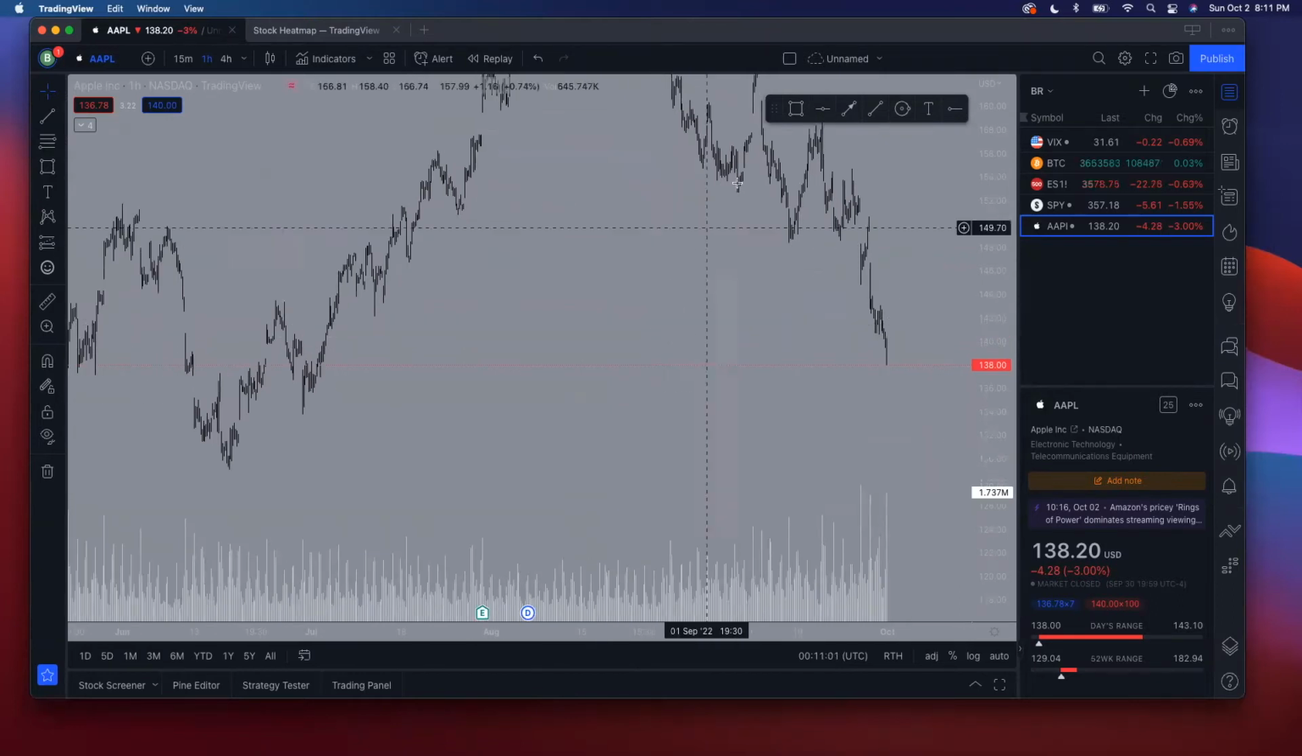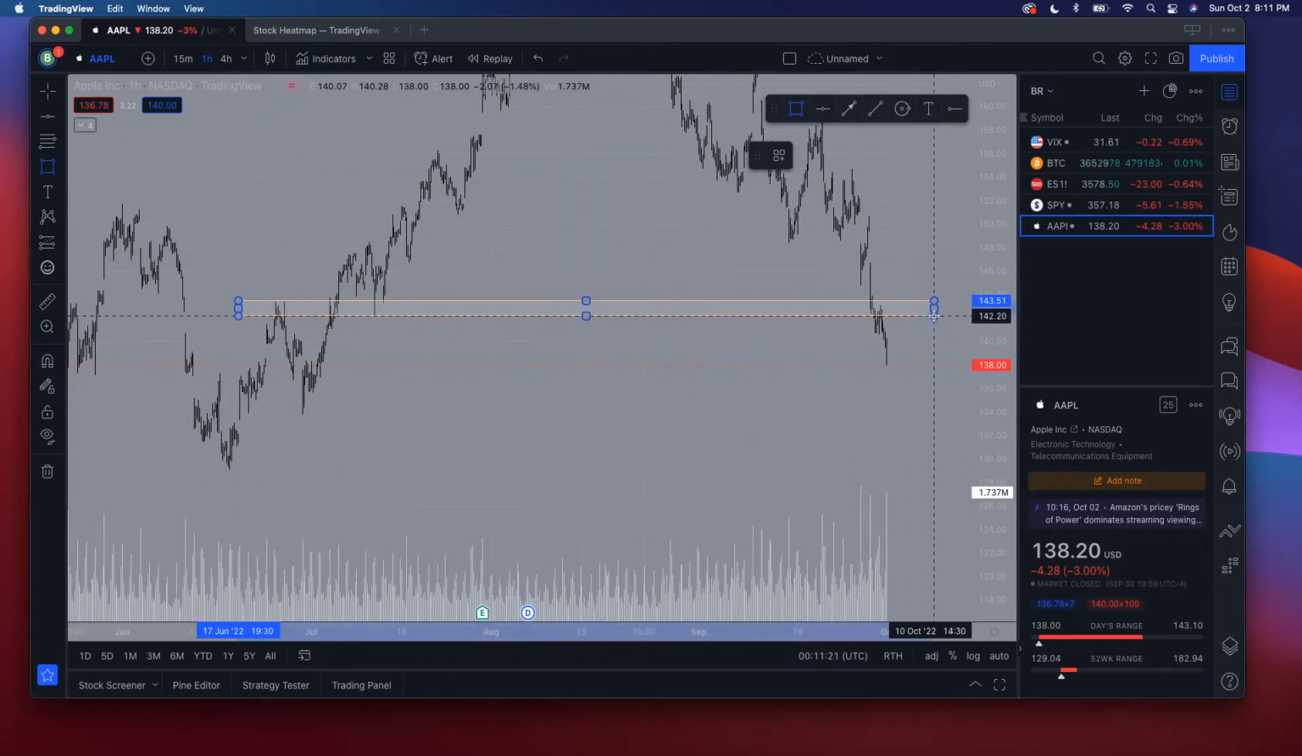Okay, so first, obviously, you want to find the support and resistance of the stock. And so, for example, we're going to go in, look for certain support and resistance areas. And how we're going to do this is based on what we see on the chart. Like we've always been taught, support and resistance is king.